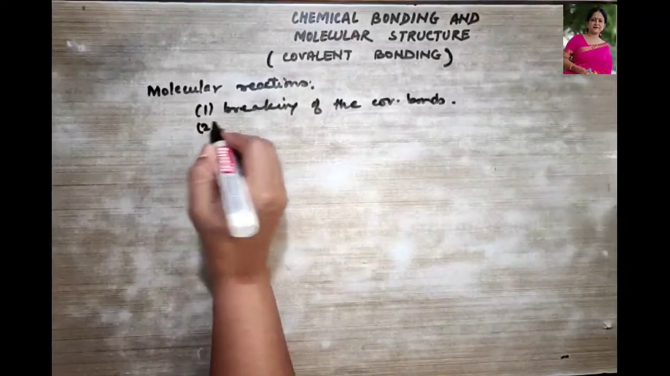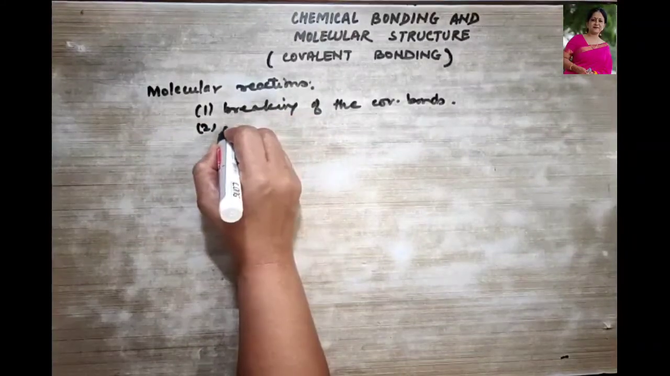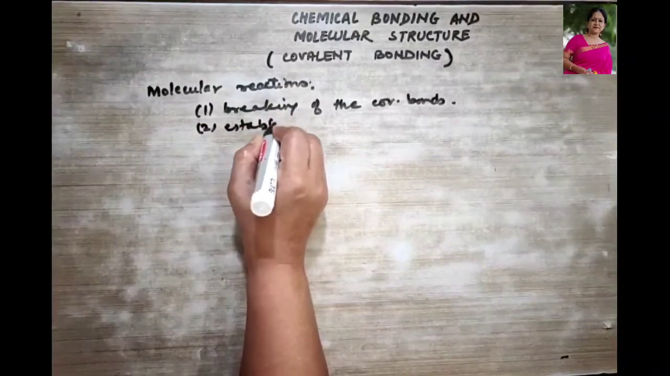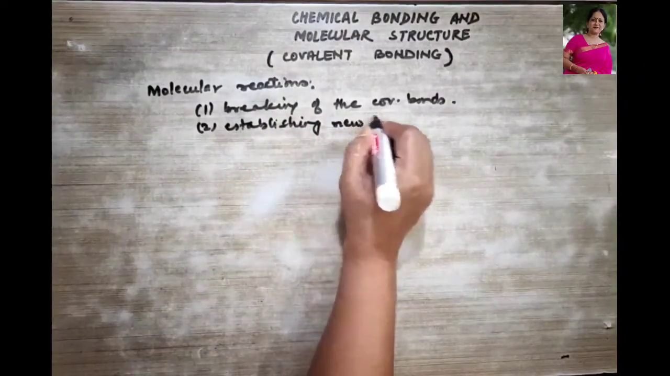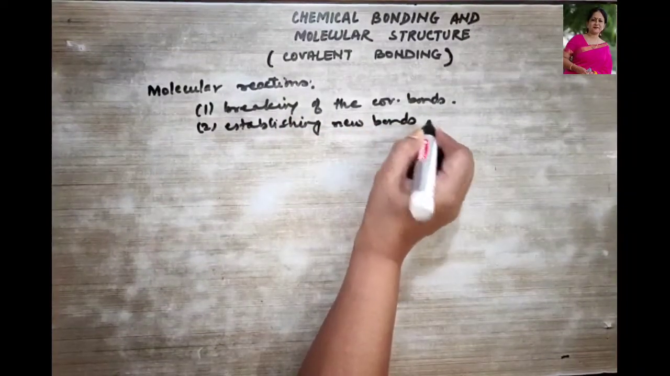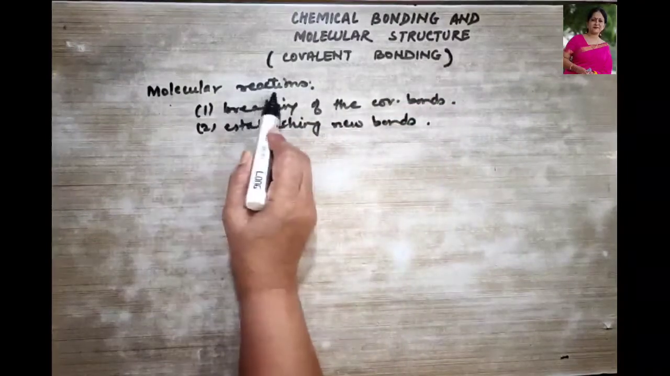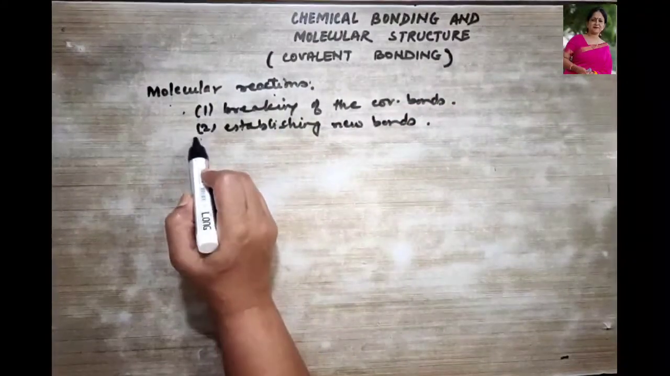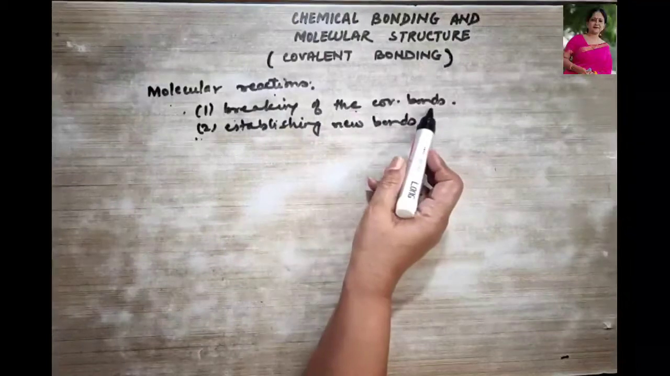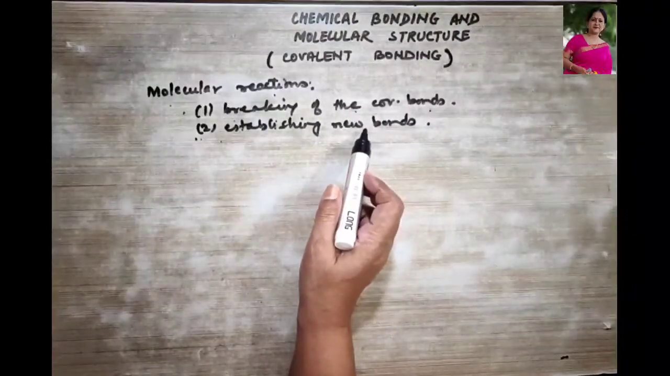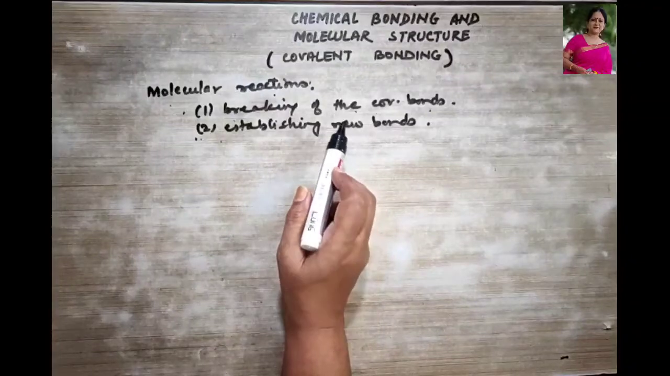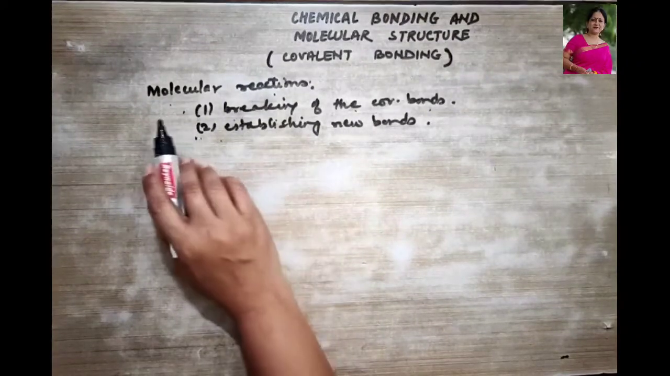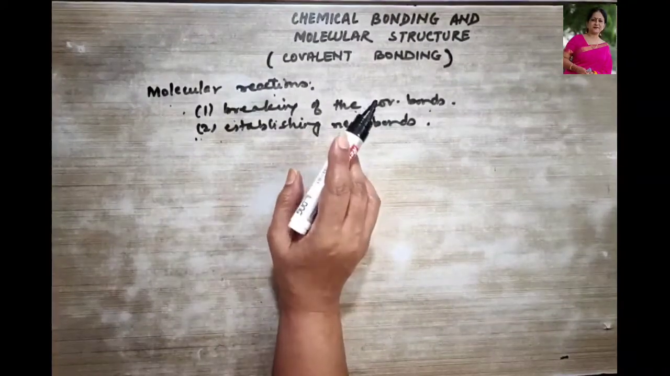And the second step is what? Establishing new bonds. So we can say that covalent compounds show molecular reactions which happen in two steps. First is the breaking of the covalent bond, and second is the establishing of the new bonds, and thus they are less reactive than ionic reactions.